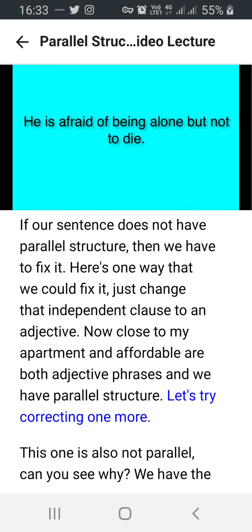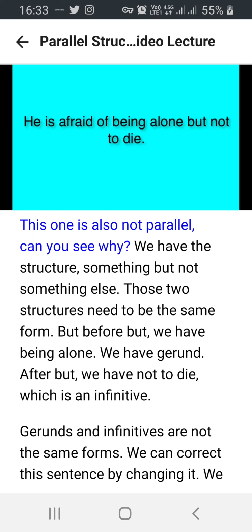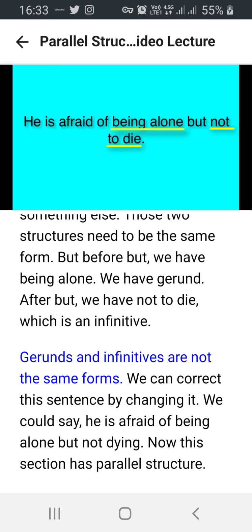Let's try correcting one more. This one is also not parallel. Can you see why? We have this structure, something but not something else. Those 2 structures need to be the same form. But before but, we have being alone. We have a gerund. After but, we have not to die, which is an infinitive. Gerunds and infinitives are not the same forms. We can correct this sentence by changing it. So we could say, he is afraid of being alone, but not dying. Now this sentence has parallel structure.